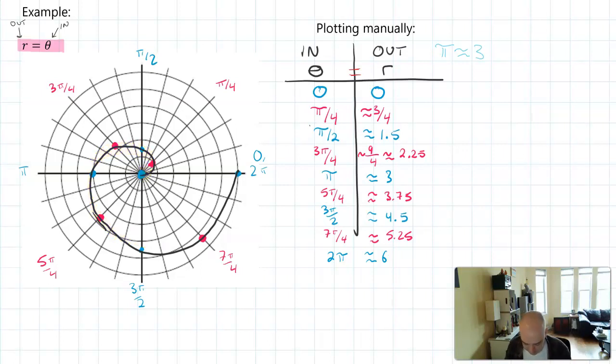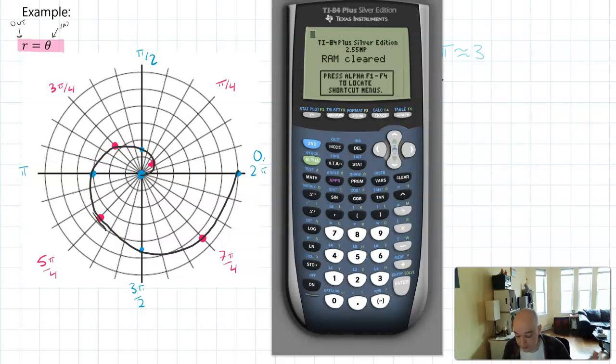And that's r equals theta. Now, computing that table was kind of a pain, and we were approximate because we had pi equal 3 there. So here's how you do this on your calculator, and I do expect you to know how to do this on your calculator, because the other option is doing it by hand, and you really want your calculator to generate these tables for you.